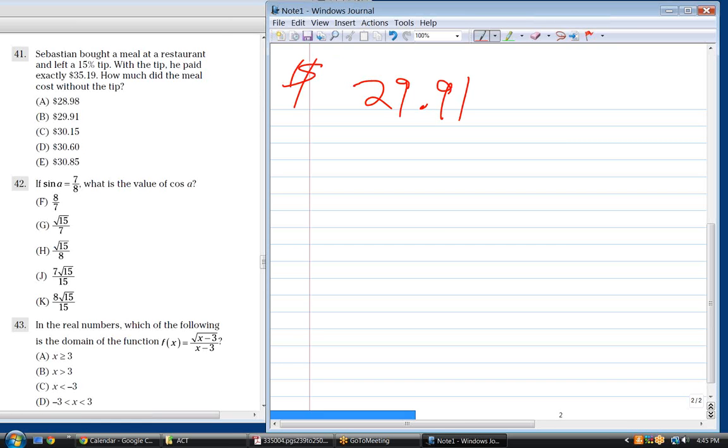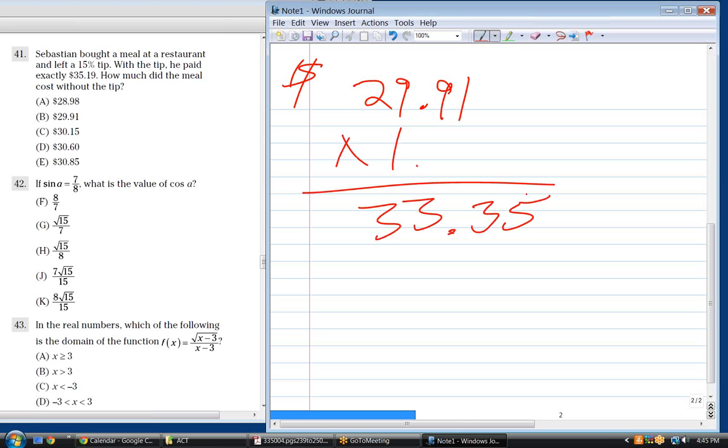So you do the... Don't you just do the 29.91? And I'm thinking, would you do the same thing and divide it? No, you'd multiply. In other words, no, you would multiply it by 1.15. Yeah. What does that give you? 33.35. So you know what? So that B doesn't work, so A wouldn't work either. Well, you know you need a bigger number. Yeah, bigger.